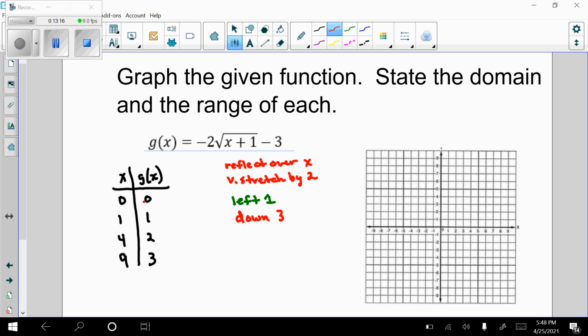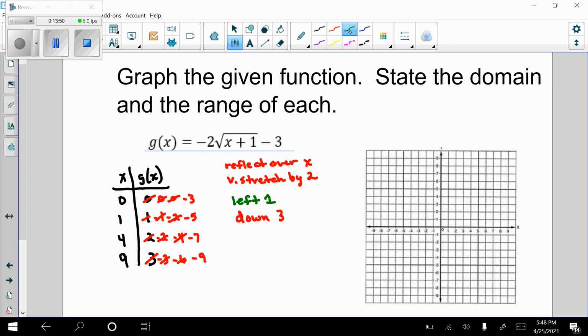Reflecting over x, these are just going to become negative. Then I need to stretch them by 2, so negative 4 and negative 6. And then I need to move them down 3, so I'm going to subtract 3 from each one of them. And negative 9.